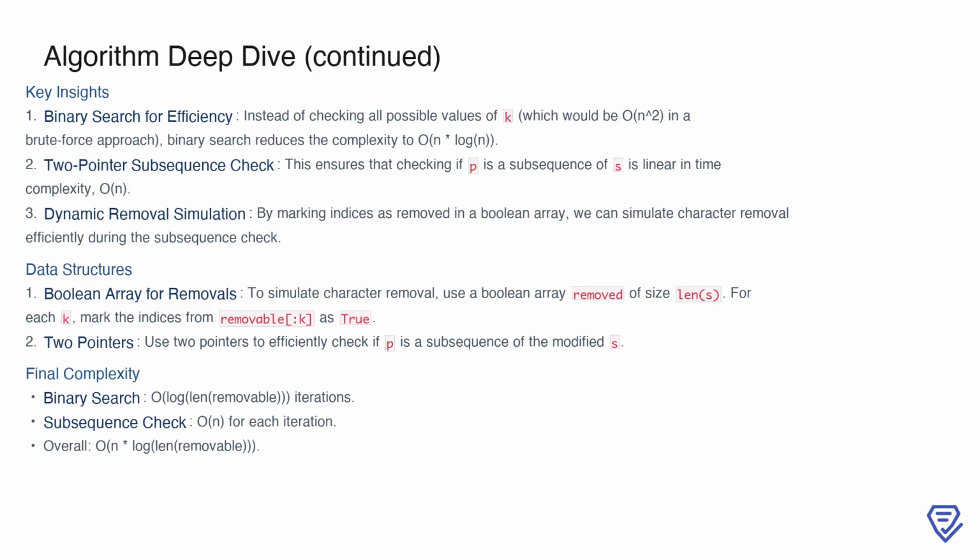Key insights that make this method efficient include the use of a Boolean array to simulate character removal. This array marks the indices to be skipped during the subsequence check, allowing us to dynamically handle removals without modifying the string itself. Additionally, the two-pointer technique ensures that the subsequence check is linear in time complexity, which is crucial for maintaining efficiency. By combining binary search, the two-pointer approach, and optimized data structures like the Boolean array, we achieve a solution that balances clarity and performance, making it well-suited for the problem at hand.